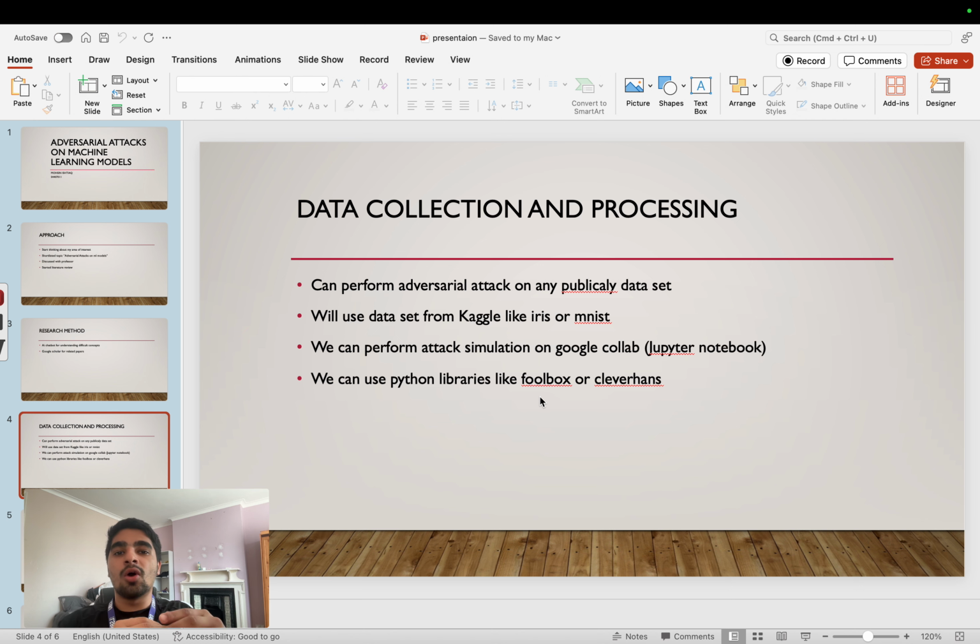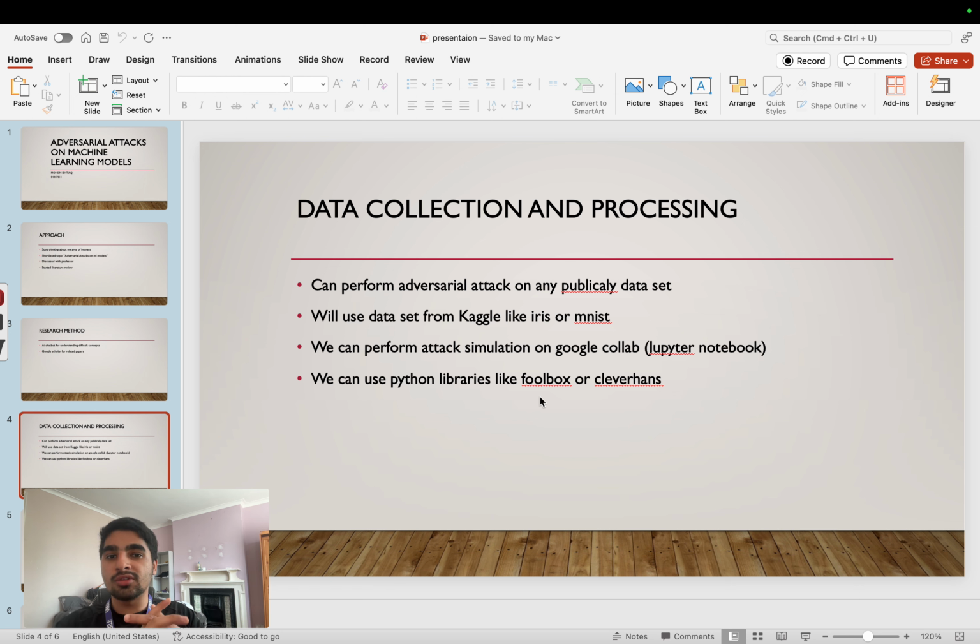How will I showcase these attacks, how will I prove my viewpoint, and how will I prevent them? First of all, there are different publicly available datasets. We can perform these attacks on almost all of them, and we can use some existing machine learning libraries, for example Foolbox or CleverHans. These are libraries in which these attacks are pre-built, already implemented for our learning purposes. We can simulate those attacks using the publicly available datasets.